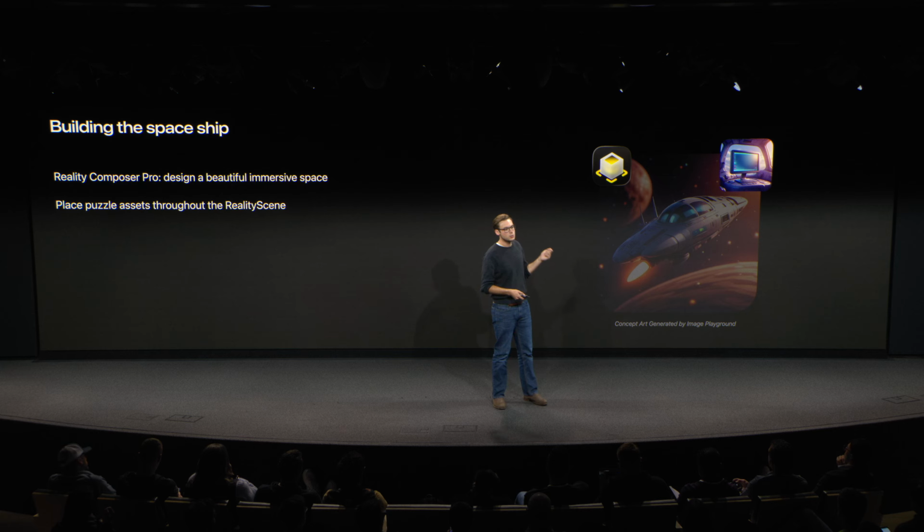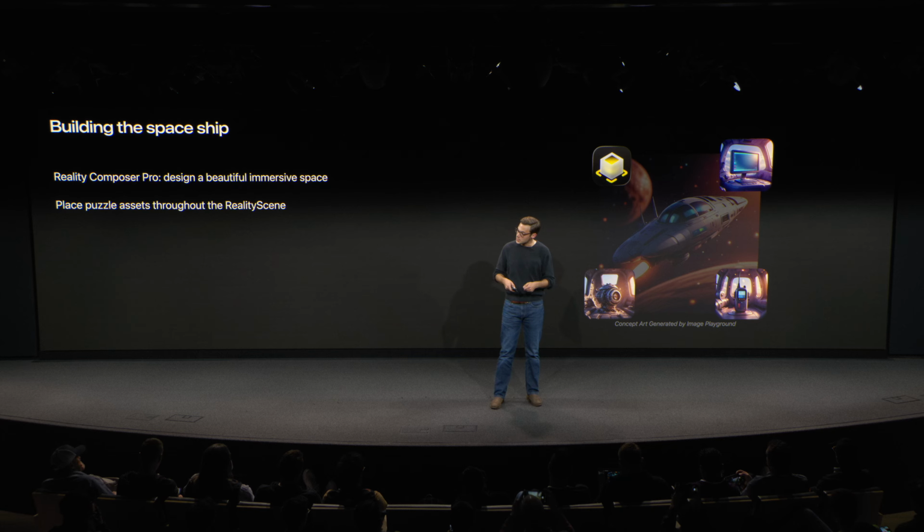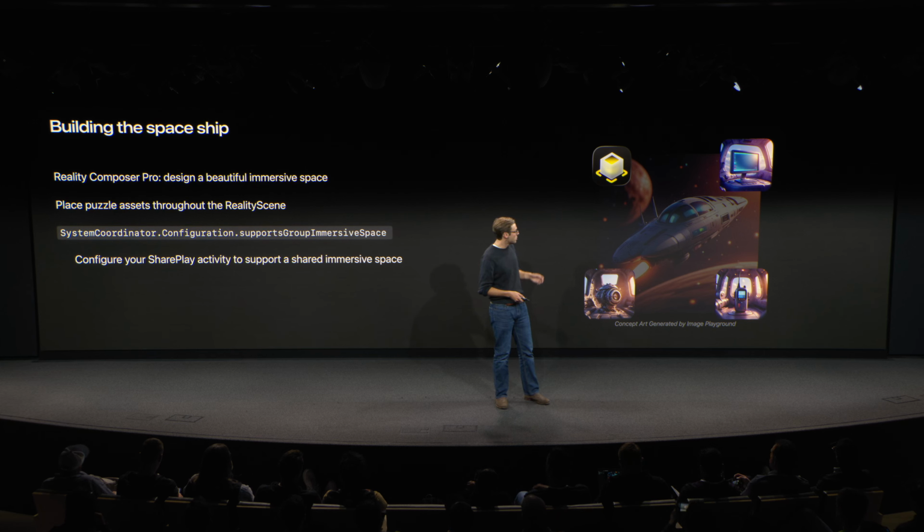First, I can place a futuristic monitor in one corner where players can go to decode the secret message. Then, I can place a radio in another corner where players can transmit the response to the aliens. And then finally, I'll have an engine model where players can come together to reassemble the engine before they return home. So, with my spaceship complete, I now need to configure my group session to support an immersive space.